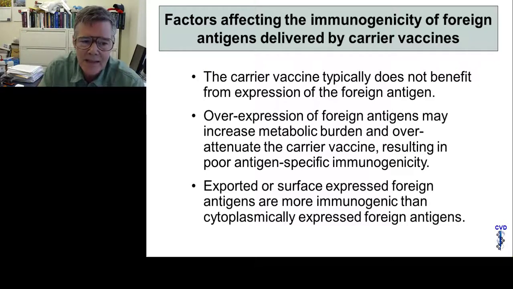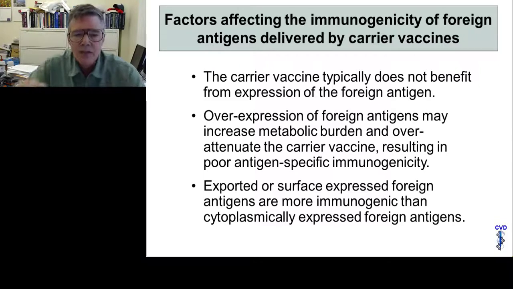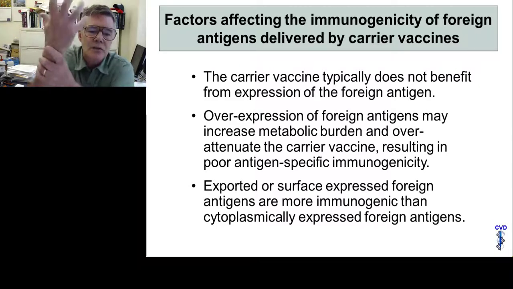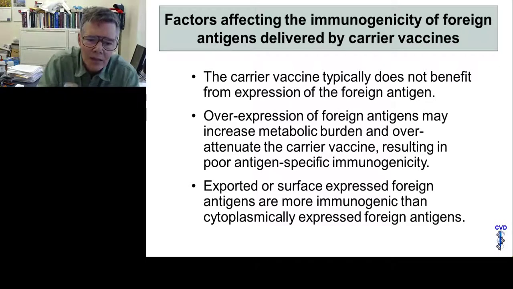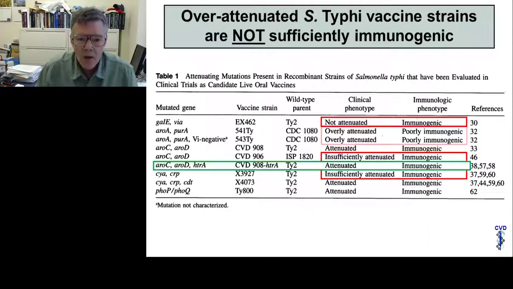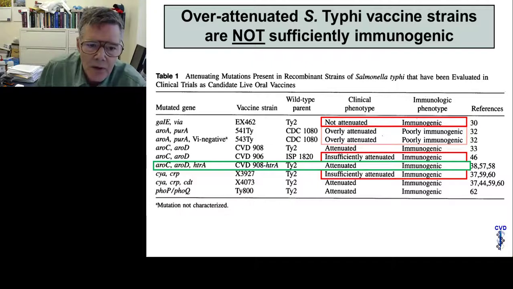And the last thing that it's taken a few years to figure out is that exported or surface-expressed foreign antigens are more immunogenic than cytoplasmically expressed foreign antigens, which are expressed inside the carrier vaccine strain. So we want these antigens to be on the surface and not inside the organism, okay? All right, so let's look at attenuation here.